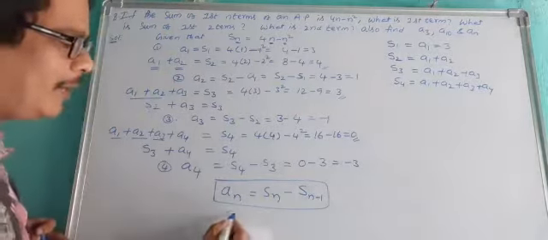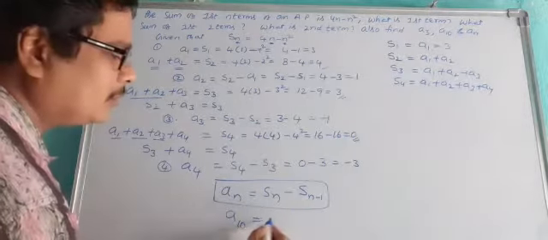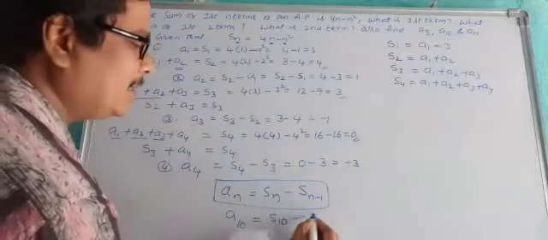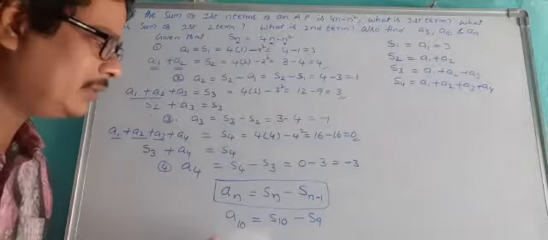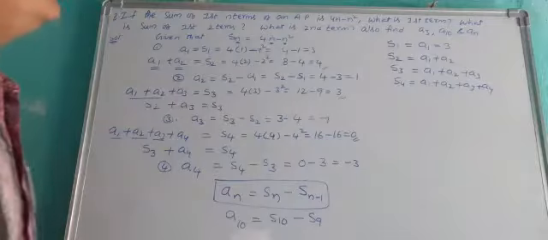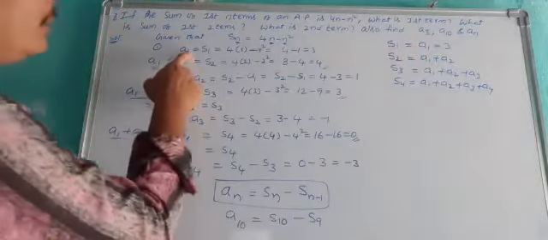So if you want to find out the 10th term, a10 equals simply S10 minus S9. You get the 10th term also. Okay, so this is a very important property. Now what do we want? We want to find out one by one. What is the first term? Already we found it.